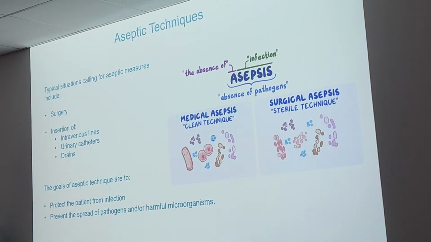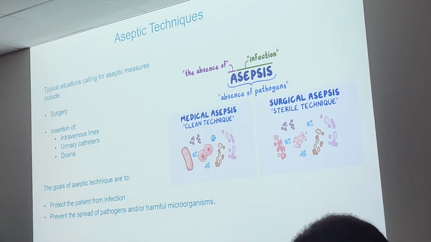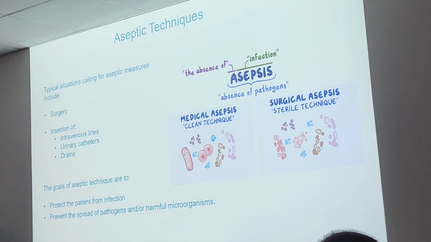So, what does asepsis mean? Well, it's right there on the screen. A means the absence of, and sepsis means infection. So therefore, asepsis means the absence of infection or the absence of pathogens. There are two types of asepsis. Medical asepsis, which we do almost every day. We wash our hands before we provide patient care. We wear our masks. When we're in the OR, we wear our surgical caps, our gloves, etc. Those are all medical asepsis.